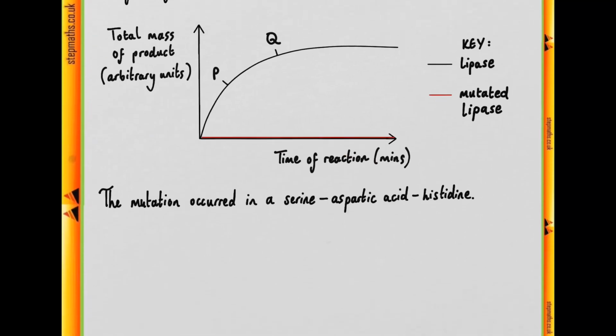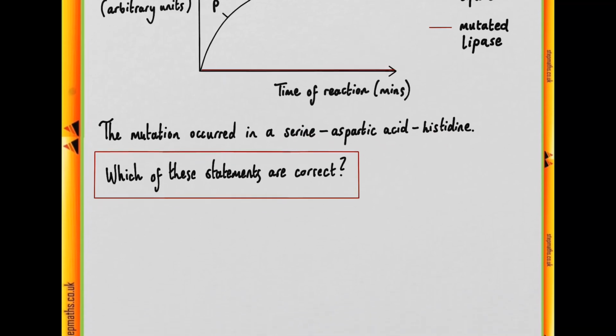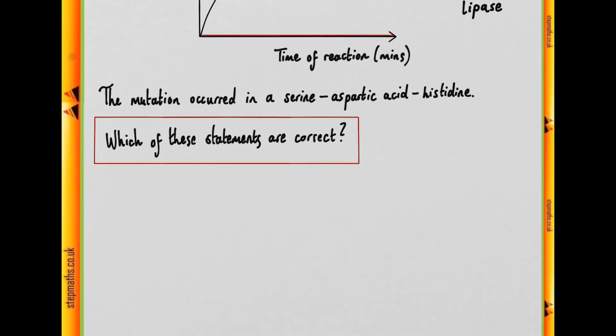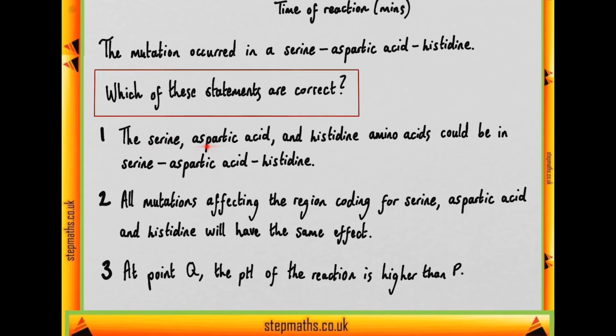So bearing that in mind, we're told that the mutation occurred in a serine aspartic acid histidine region. So this is a sequence of 3 adjacent amino acids. And we're asked which of the following statements are correct. So let's look at our first statement. It says that the serine aspartic acid and histidine amino acids could be, that should say in the active site.